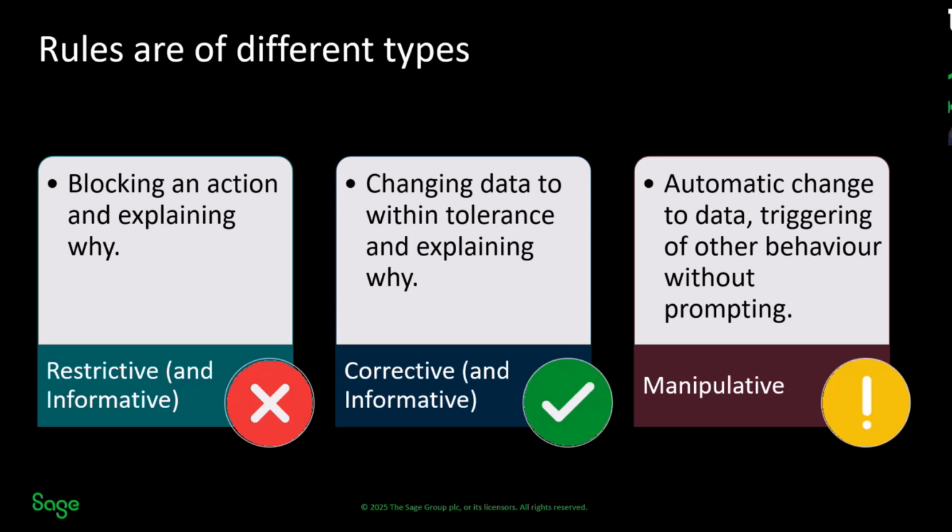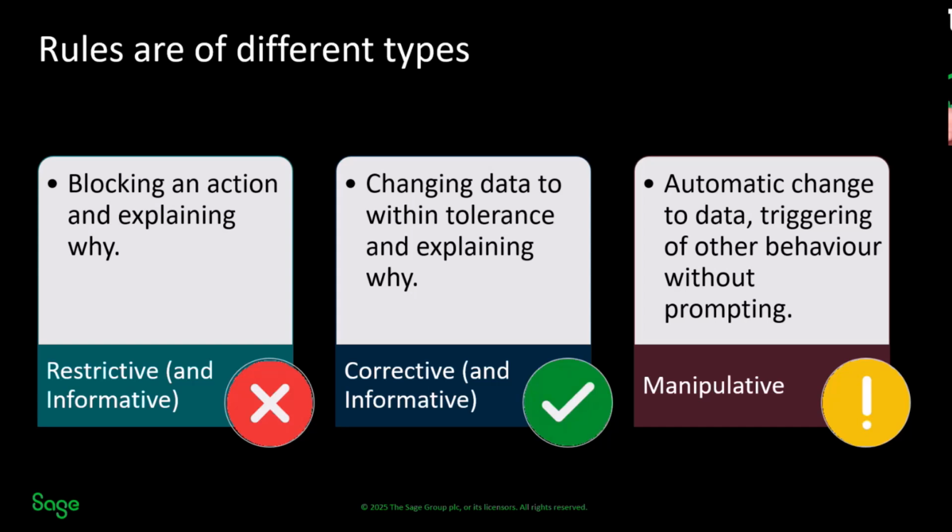And you have then the last type. So if we've met so far in my conversation now the idea of a restrictive rule, a corrective rule, and an informative rule, informative is the message that takes place. The manipulative rule is one that will very often cascade a change throughout the system.